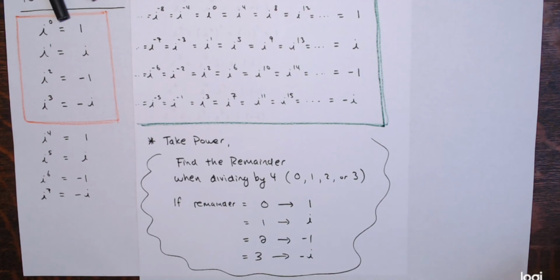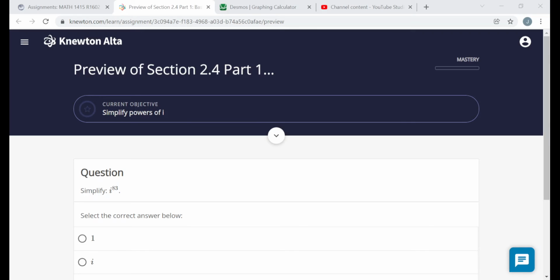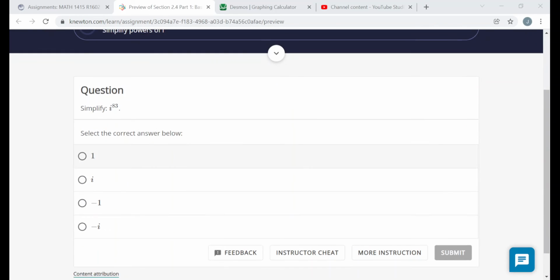Okay. So finally, we get back into the problems. Question 1 is on this objective, simplify powers of I. So, simplify, and again, notice they give you the same four choices: 1, I, -1, -I. So it's going to be one of those four every single time. What's I to the 83rd?